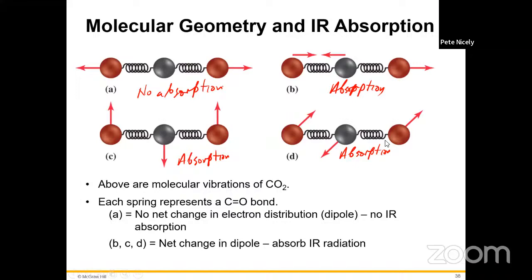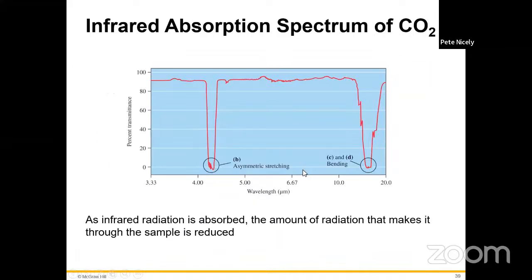I think it would still be unsymmetrical. The only one that's symmetrical among these four would be this right here, because the two atoms at the end will be going like this. Okay, see what I'm saying? So in that case, there'll be no net change in the charge distribution in the molecule. So this one, and this one will result in IR absorption. This one will not, all right?